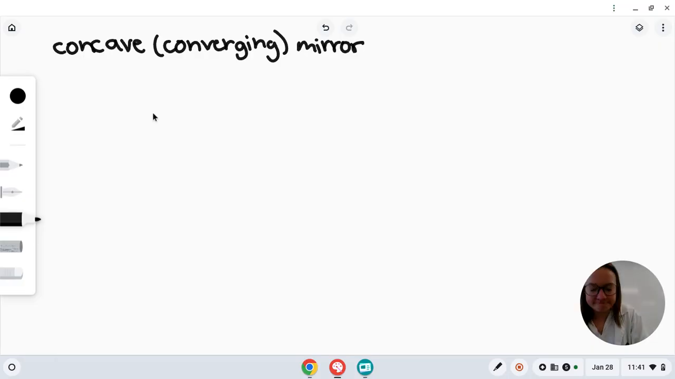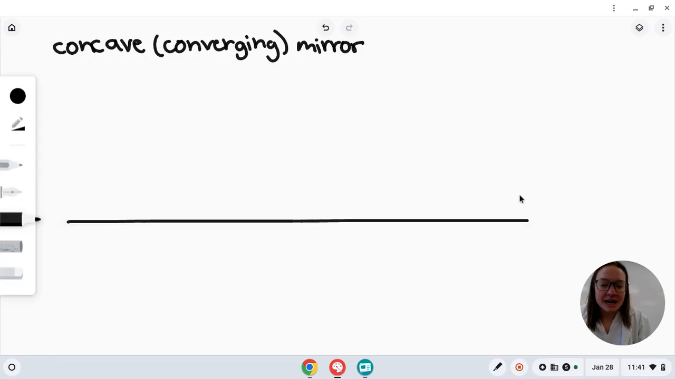Now, here's what we're going to do: we're going to draw a mirror diagram of a concave mirror. So go ahead and start by drawing yourself a principal axis. I'll draw mine right here.